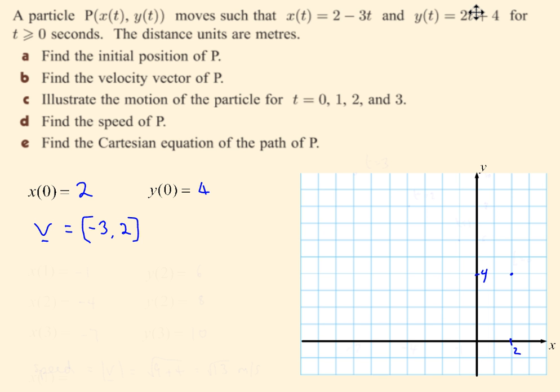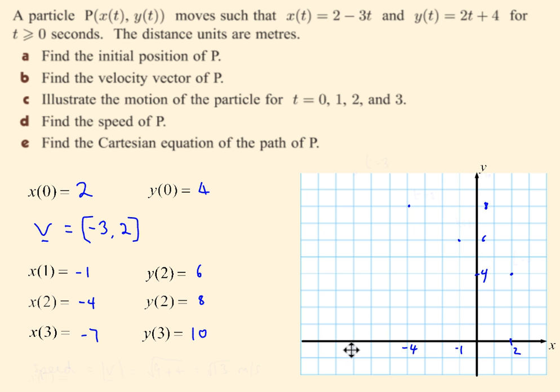Illustrating the motion, I need to work out the position at t equals 1, 2 and 3. So just substituting 1 in place of t, we end up with our next point. So the point would be negative 1 and 6, takes me up to there. Substituting t equals 2 in each of the x and y values, we get our next pair of points. So at negative 4 and 8, so up at that point there. And when t equals 3, likewise we get our final point at negative 7 and 10.